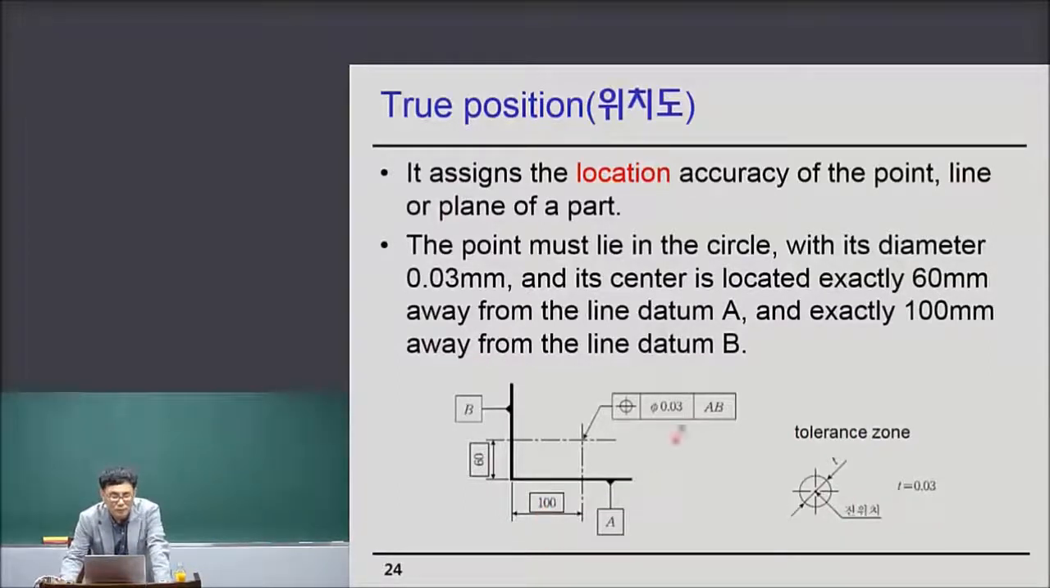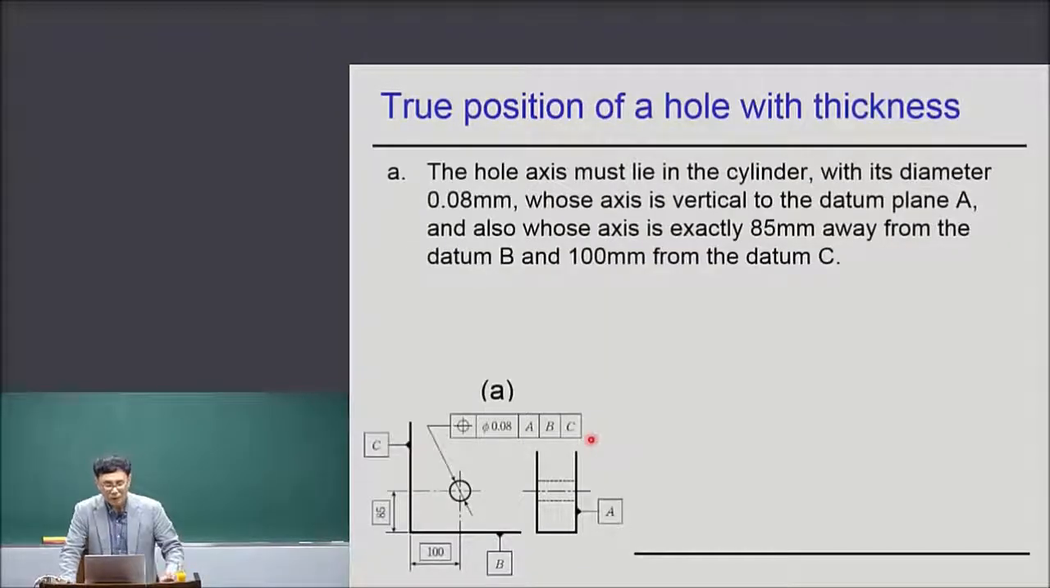So the center of the circle is 60 and 100 from A and B, and its diameter is 0.03. That is the tolerance zone of the true position of this center. This point. So there are many different cases, various cases of true position.